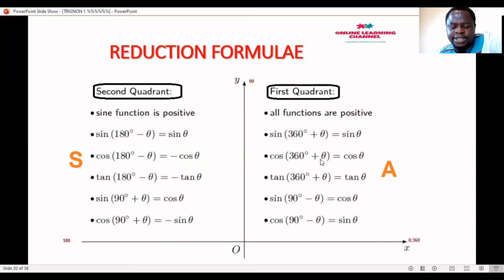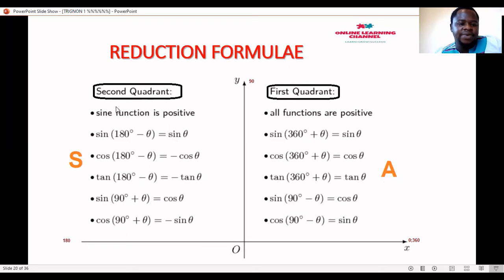For cos 360 plus theta is equal to cos theta, and then tan 360 plus theta is equal to tan theta, and then sine 90 minus theta. Now you've got a cofunction, it will be cos theta. So cos 90 minus theta, now you've got a cofunction, it will change to sine.